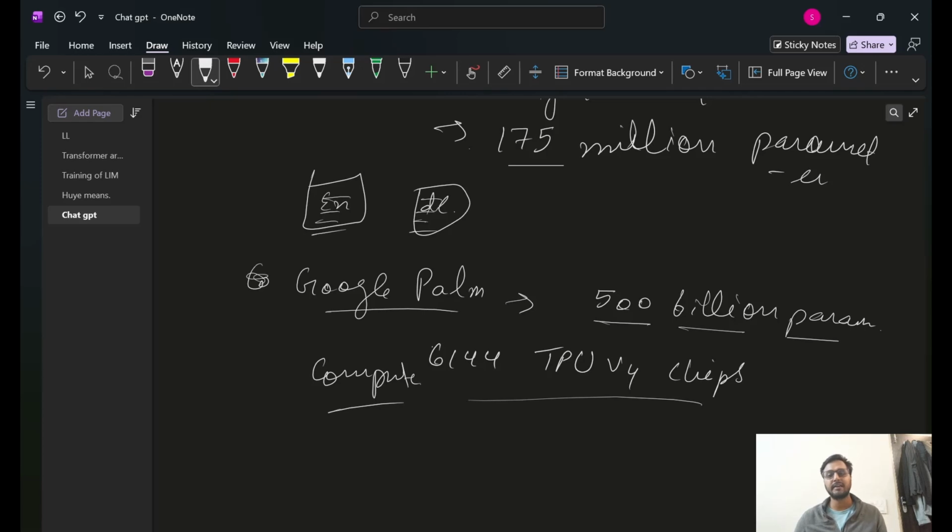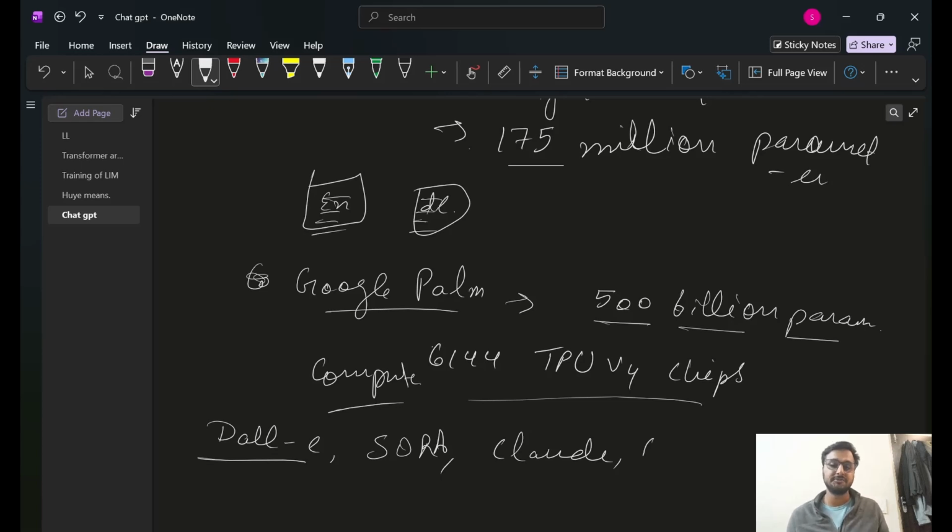And again, the data came from books, Wikipedia, and many other resources that were used to collect data and train this big model. There are various other models too. For example, DALL-E, which is trained on many images and can generate an image from text. Sora for videos, and Claude, this is also one of the models. Gemini.